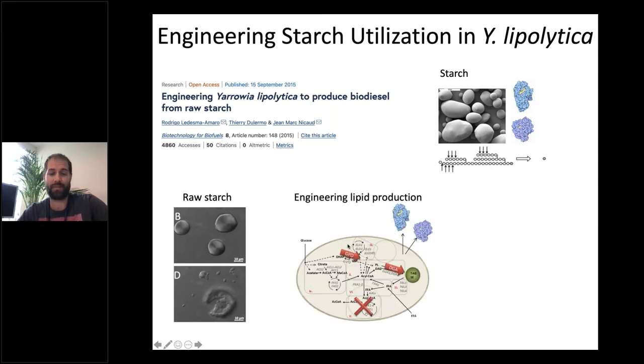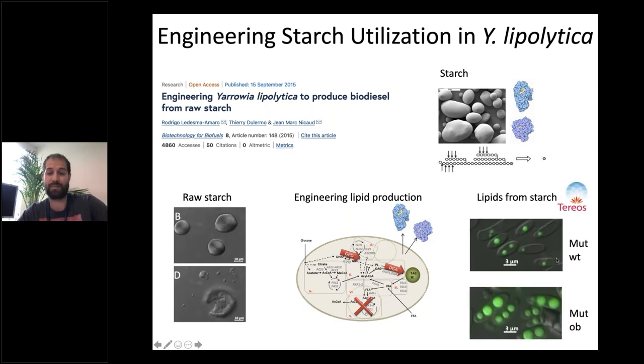And we further engineered lipid metabolism by enhancing the Kennedy pathway and blocking beta oxidation to, in the end, produce these lipids from raw starch or from effluent from a bioethanol company that was a waste containing starch.